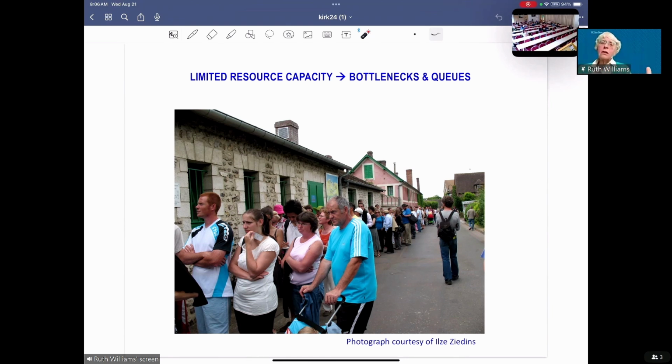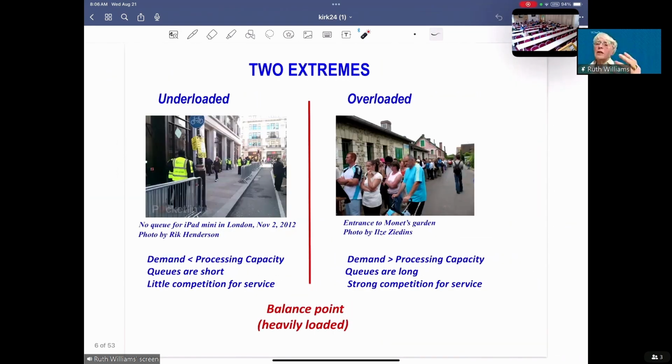One thing I want to say at the beginning is that with this queuing phenomenon, there are two extreme regimes, which I'll call the underloaded and the overloaded regime. The underloaded regime is exemplified by this picture of people really not queuing for iPad minis in 2012, where the average demand was less than the capacity. Queues were short. There might be some queuing for stochastic effects, and there's little competition for the processing or service. At the other extreme, the average demand is greater than the processing capacity. Queues tend to be long, and there's strong competition if there are different types of entities vying for the attention of a processor.